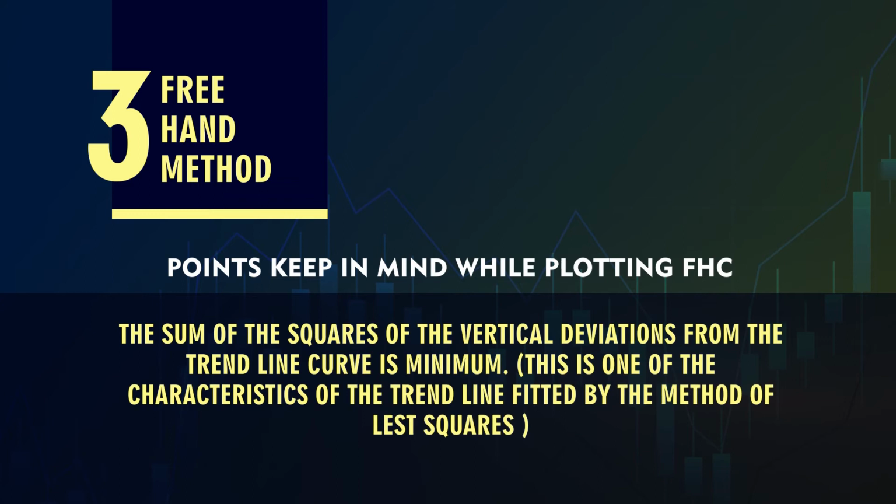The sum of the squares of the vertical deviations from the trend line curve is minimum, and this is one of the characteristics of the trend line fitted by the method of least squares. So what we have observed is that while plotting the freehand curve, we have to take these points into consideration.